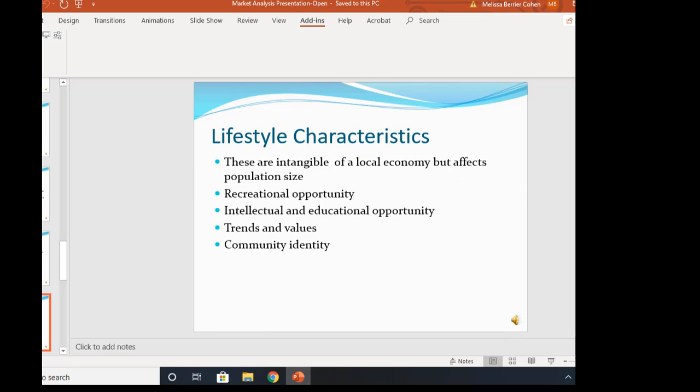You also can look at trends and values. Depending, I don't want to generalize by what state or by what region of the United States, but you can get a little bit of sense of what the values and trends are. And also look at community identity. Are there local coffee shops? Are there more chain stores? Are there more local restaurants? If you walk in, what's hanging on the billboards of these locations? What's at the front entrance of the local grocery store? What type of magazines are available? Some of this you can find by just walking around and getting a feel for the area as well.